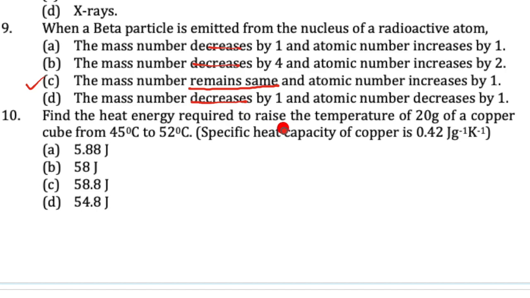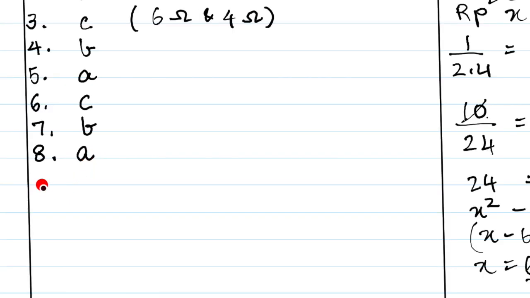And find the heat energy required to raise the temperature of 20 grams of copper from 45 degrees to 52 degrees. So that is delta T, 7 degrees C. And the SHC of copper is given as 0.42 joule per gram per Kelvin. So let us just show this working and check this. I have worked it out. It is 58.8, so it's option C. But let us see how we write it down. So 8 was option A, 9th was option C, and the 10th one, as I told you, option C, which is 58.8.